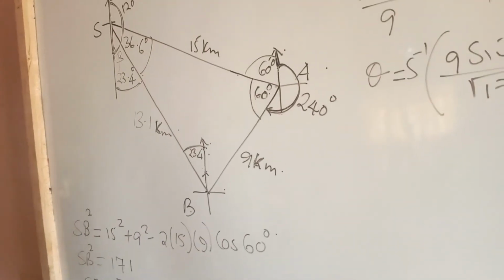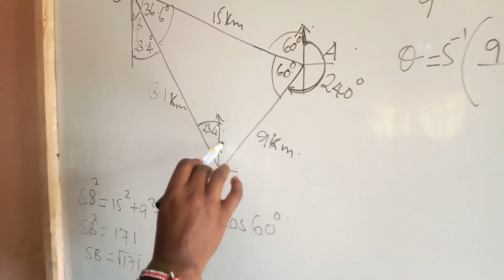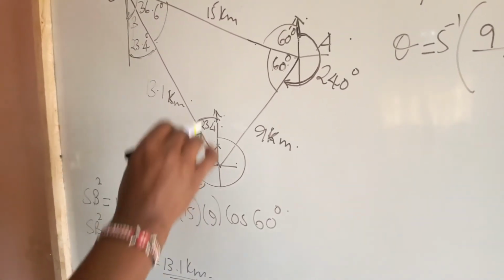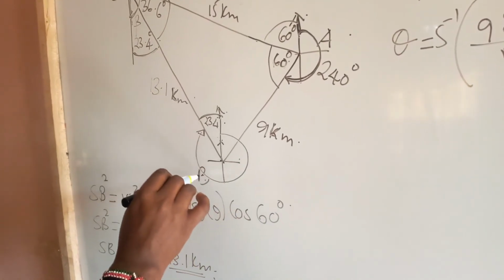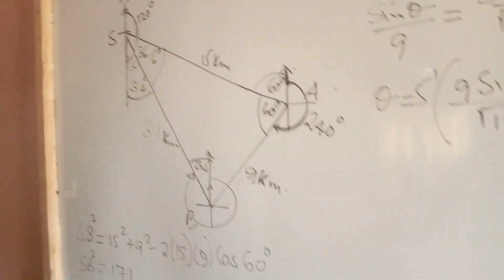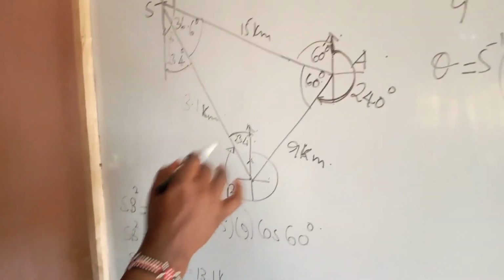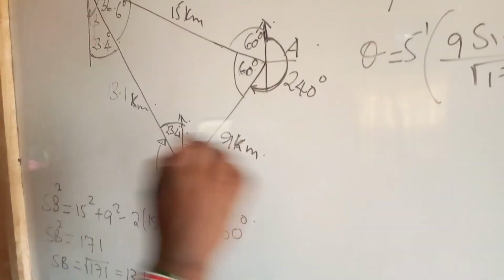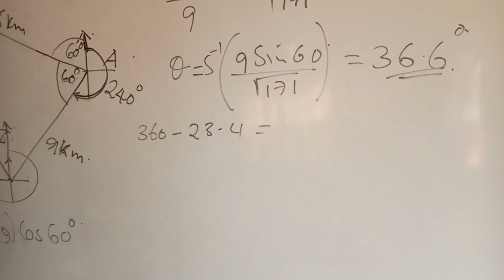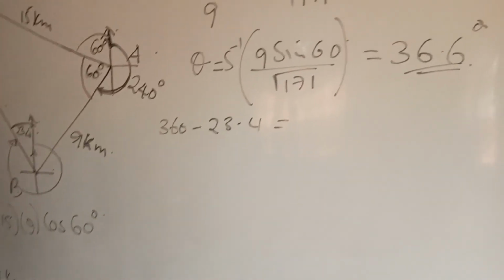So in an attempt to express the bearing of S from B, we must realize that we are trying to capture the size of the whole angle from the true north, clockwise, to the line that connects the two points B and S. You can see we only have 23.4 degrees to complete the whole circle, which is 360. So the bearing is 360 minus 23.4.